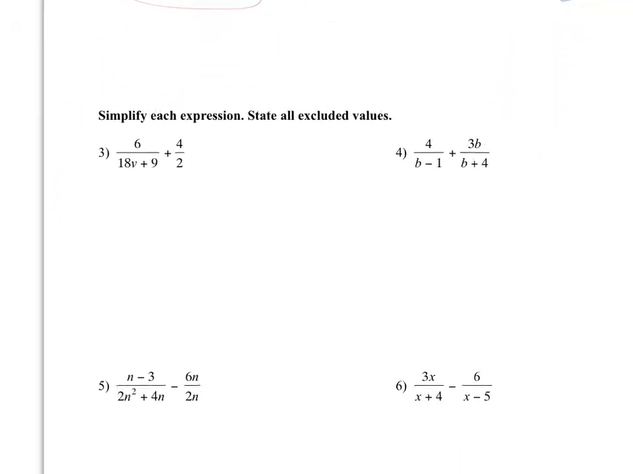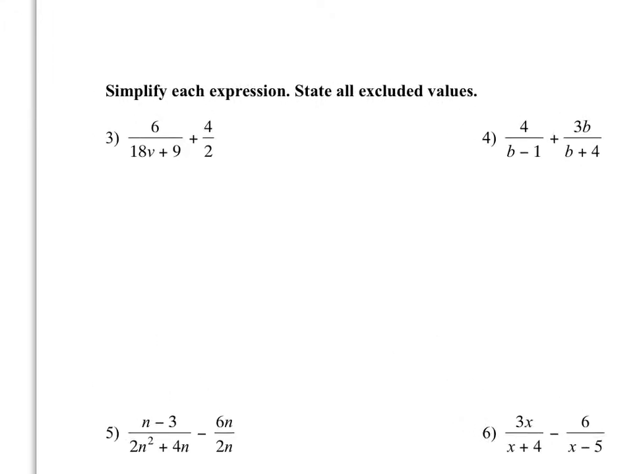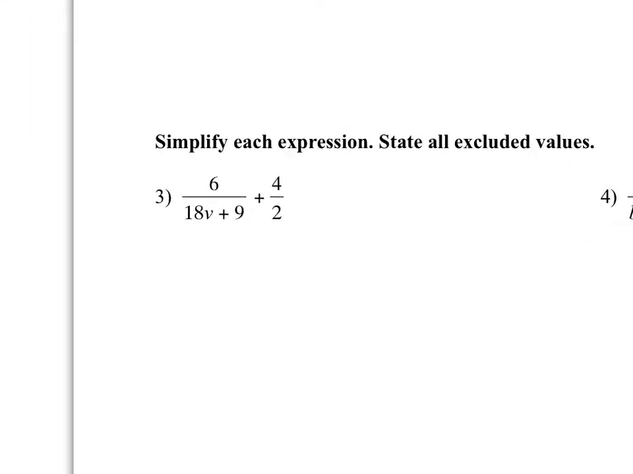So going down here to the addition problems, addition is really important because with addition, the denominators of the fractions have to be the same, meaning that this 2 also has to be the same as that. And in order to do that, I'm going to start factoring stuff, because I want to see the lowest common factor. I notice here that 18v plus 9, I can factor out a 9. So let's do 6 over 9 times 2v plus 1, plus, and then I'm going to do the 4 over 2 thing there. Great.